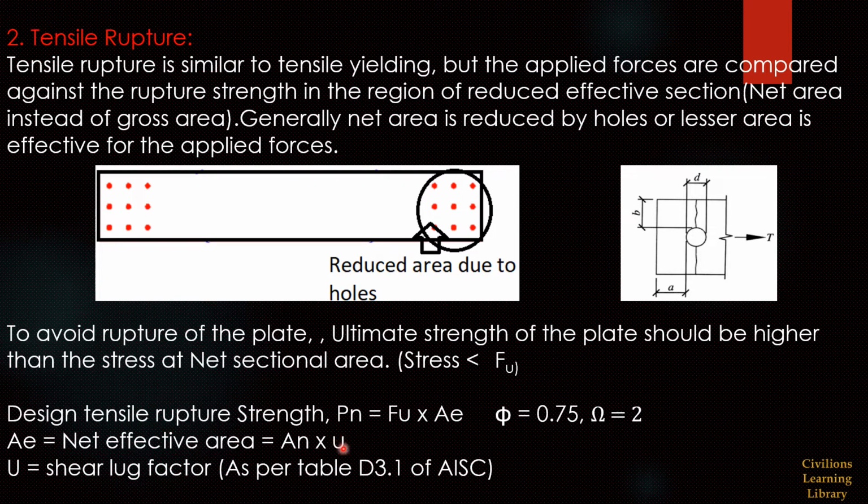Here U is the shear lag factor. This shear lag factor we can get from this table from AISC. While doing the calculation example, we will see in detail about choosing the U shear lag factor from this table. And the factor of safety for LRFD is 0.75 and for ASD is 2. Here you can see the image representation for tensile rupture. It will happen mainly at this connection location where the forces are transferred. So it will happen like this due to tensile rupture, with fractures and all.